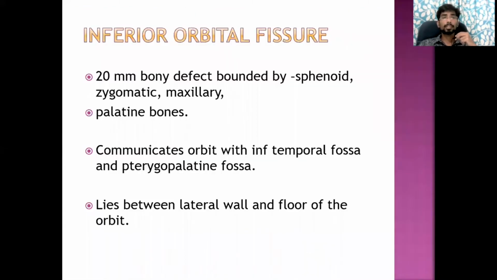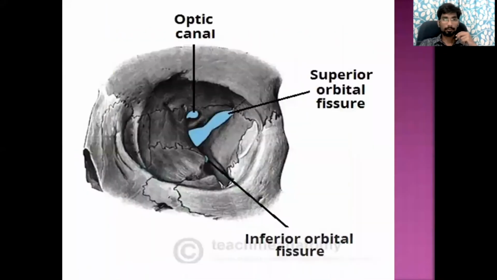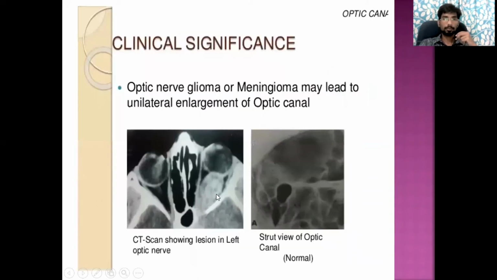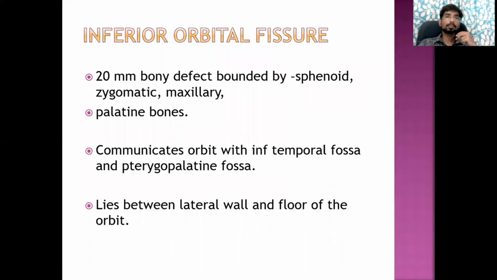Inferior orbital fissure is a 20 mm bony defect bounded by sphenoid, zygomatic, maxillary and palatine bones. So this is the inferior orbital fissure, bounded by sphenoid, zygomatic, maxillary and palatine bones. The inferior orbital fissure communicates the orbit with the infratemporal and pterygopalatine fossa.